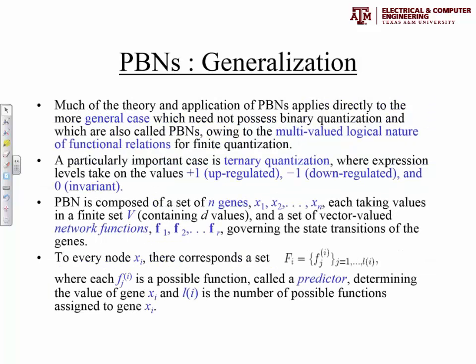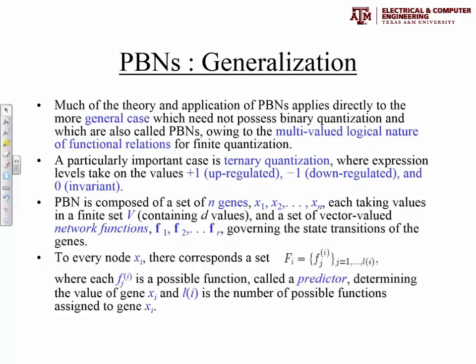Now, much of the theory and application of PBNs, because PBNs are binary, 1 and 0, the two states, applies directly to the more general case, which need not possess binary quantization, and which are also called PBNs, owing to the multi-valued logical nature of functional relations for finite quantization. For example, you have ternary. We have seen in the microarray case, when you look at the data, red over green significantly greater than 1, red over green almost 1, red over green significantly less than 1. So that's ternary. We would still call them probabilistic Boolean networks, and the same kind of theory carries over even when you have this multi-valued logic. A particularly important case is ternary quantization, where expression levels take on the values +1 for upregulated, -1 for downregulated, and 0 for invariant.